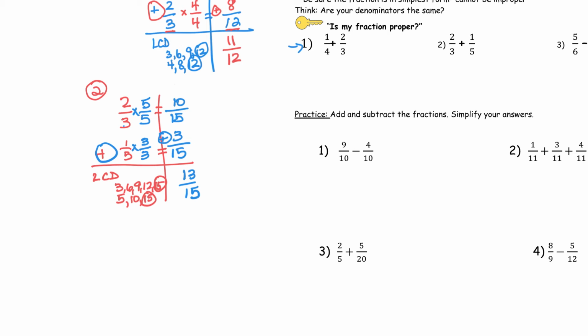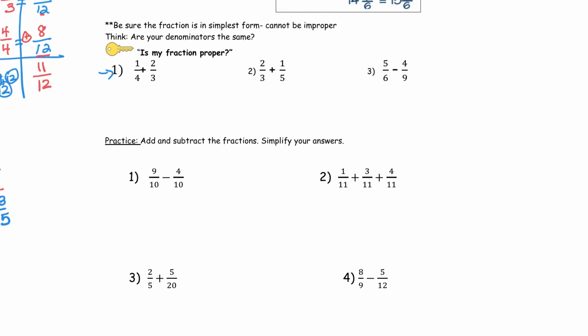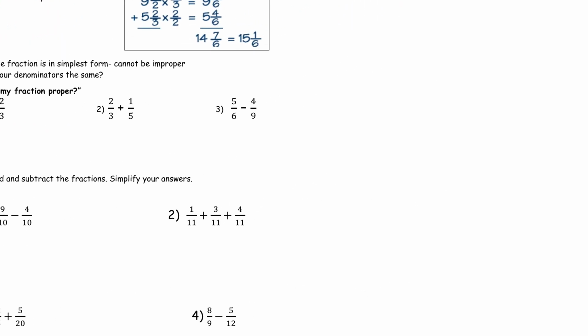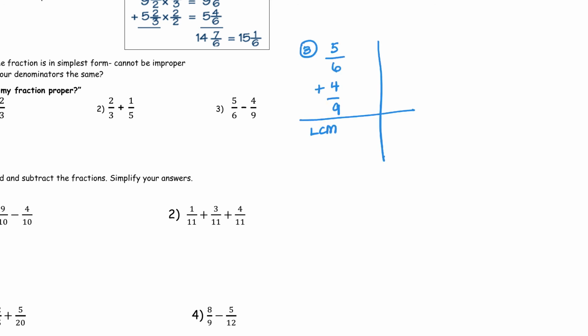Okay, let's take a look at number 3 at the top. We have 5 over 6 minus 4/9. Let's write that out. When I set it up, 5 over 6 minus 4 over 9, what is my LCM for 6 and 9? You find the LCM, and then you set up the problem with the new denominator. When I look at 9 and 6, I see that my denominator is going to be 18.